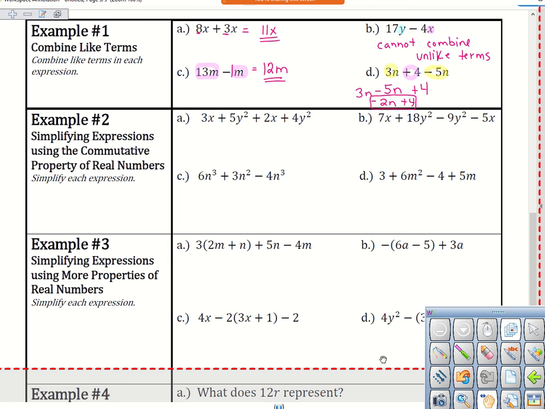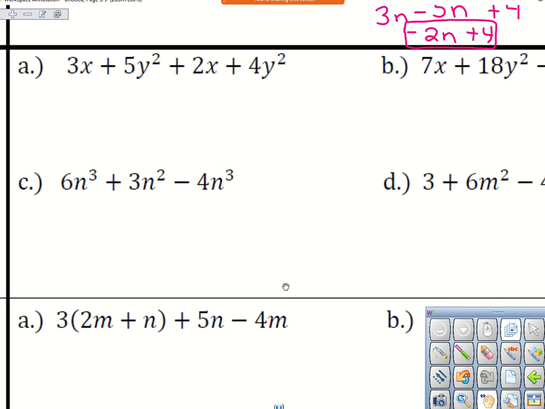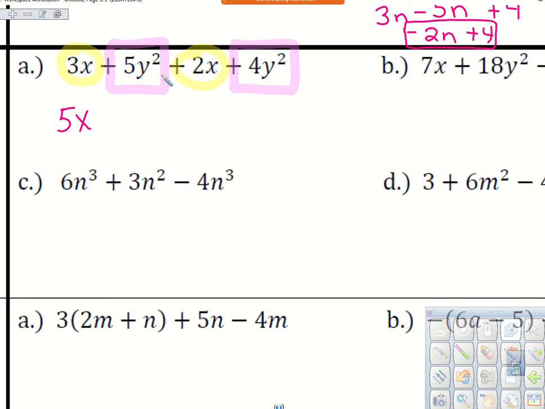All right, so the next examples get a little bit harder. Example 2a. I'll do yellow in a circle. So if you don't have colors, just do a circle for my like terms. 3x and positive 2x are like terms. I'm going to box the other two. Positive 5y squared and positive 4y squared are also like terms. So I'm only combining the things that are alike. 3 plus 2 is 5x. And then positive 5 plus 4 is positive 9y squared.